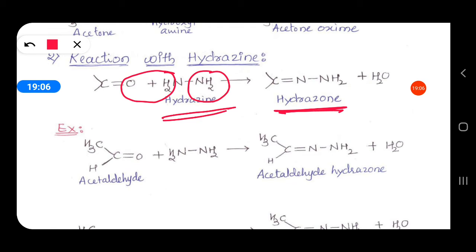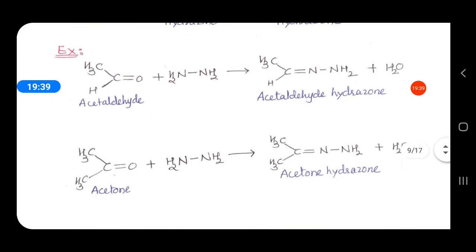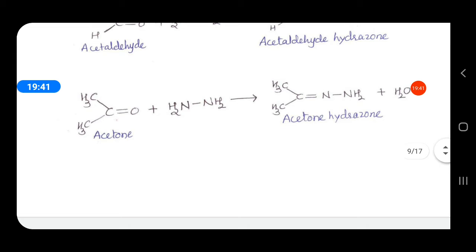So hydrazine and carbonyl compounds are added and heated. The yellow colored precipitate obtained shows that hydrazones are formed. It is also used in the detection of the functional group, whether the carbonyl group is present in the compounds. To test that, this reaction is used. For example, acetaldehyde, when treated with hydrazine, gives acetaldehyde hydrazone. And when acetone is treated with hydrazine, it gives acetone hydrazone.